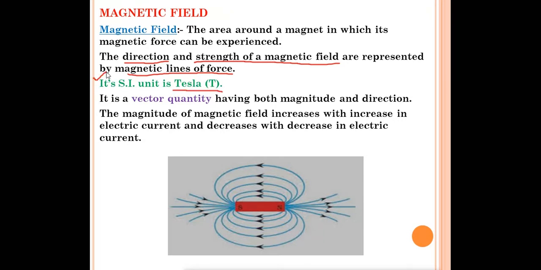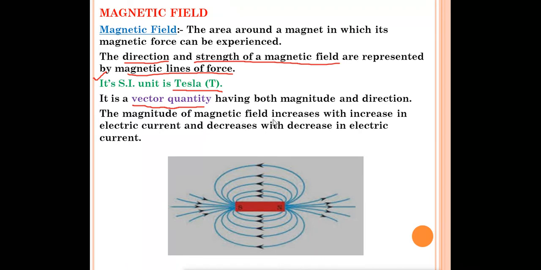This also you should remember. The SI unit of magnetic field is Tesla. And it is a vector quantity. What do we understand by vector quantity? Vector quantities are those quantities which have both magnitude as well as direction. So magnetic field has direction also and it has magnitude also. So it is a vector quantity.